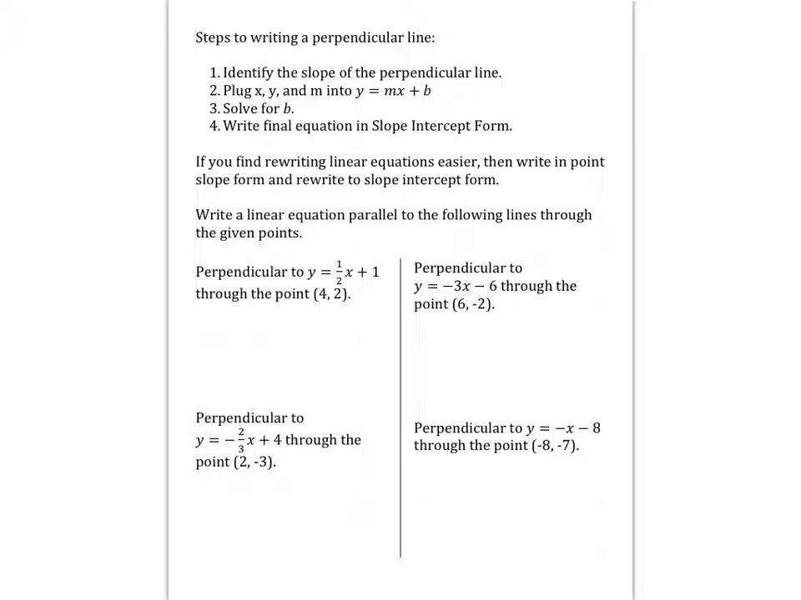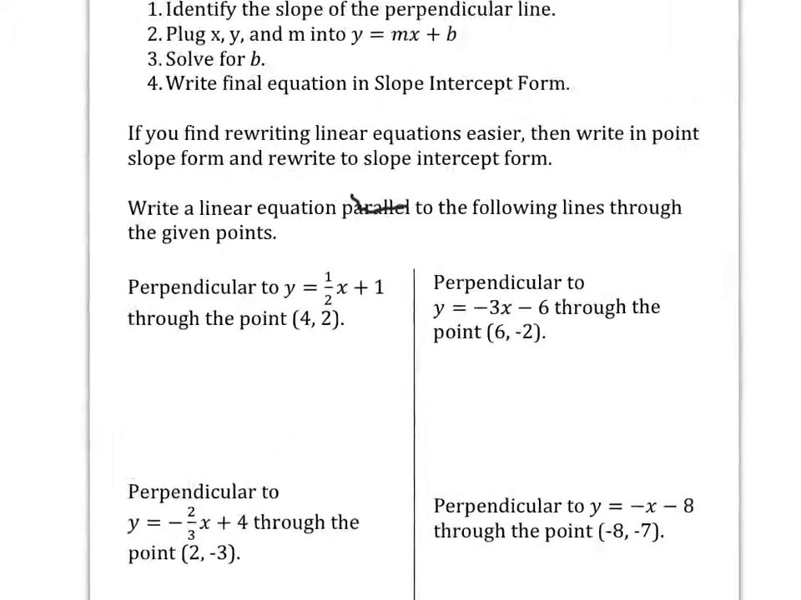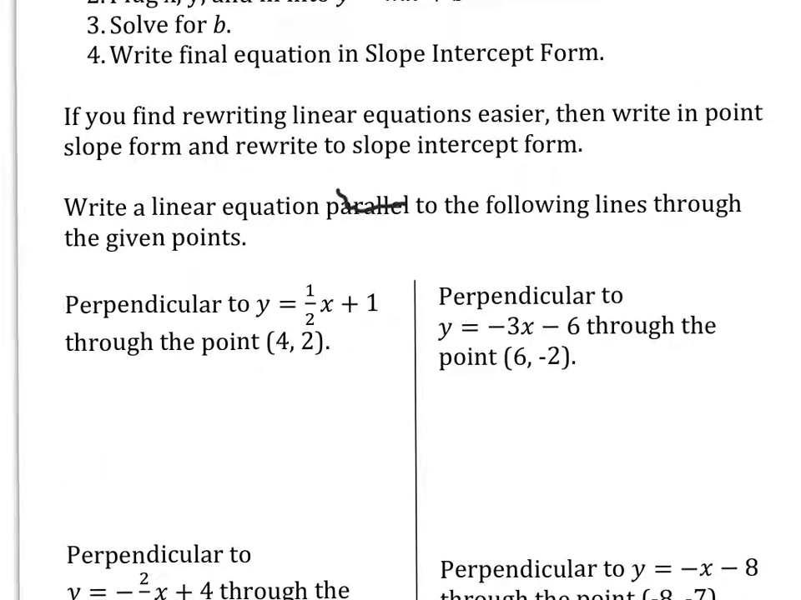If you find rewriting linear equations easier, then you could write this in point-slope form and rewrite to slope-intercept form. So again, there's something slightly different that we could do instead of going through the steps above. So we'll write a linear equation, and this should say perpendicular. Let's fix that there. I'm going to zoom in. Write a linear equation perpendicular to the following lines through the given points.